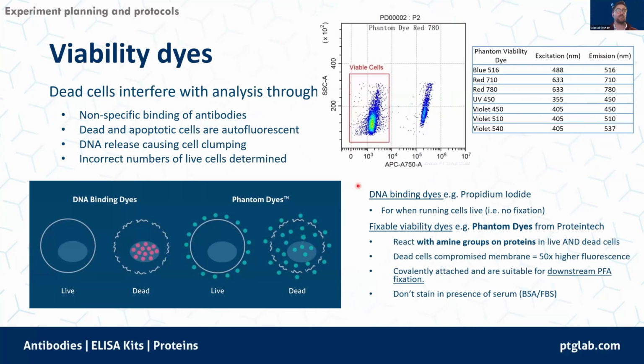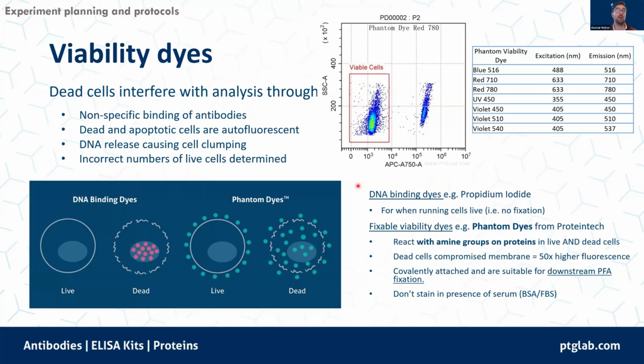Okay, viability dyes. Again, stressing it's really important that we try and keep our cells happy and healthy, and viability dyes are going to tell us just how well we've managed to achieve that. Viability dyes are used to identify if a cell has died or not. Dead cells are a real problem because they can lead to non-specific binding of your antibodies, which is obviously going to cause some background signal.